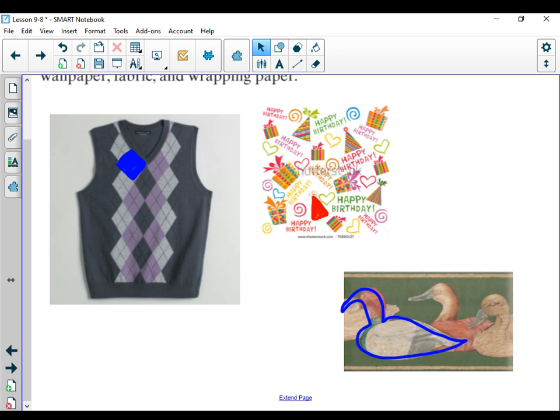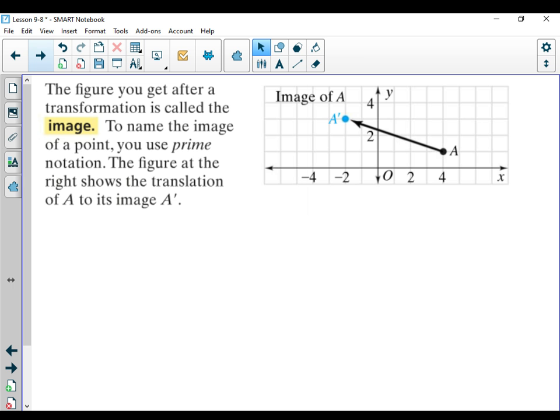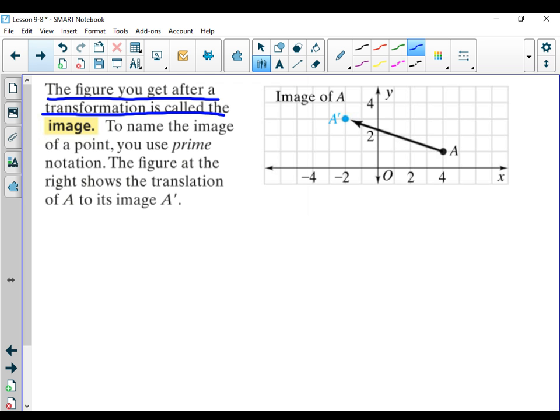The third thing we need to know is this word called image. When they write figure, I always want to change it to shape. The shape you get after a transformation is the image. So you have the original and the image. Where did it move to?